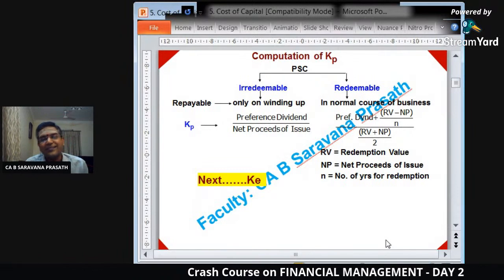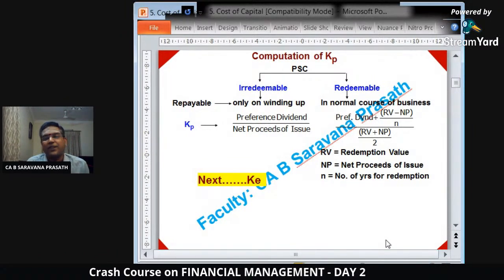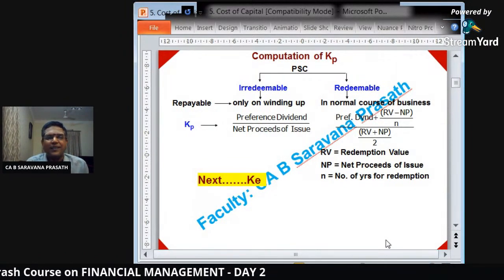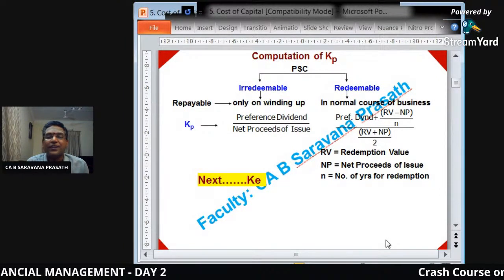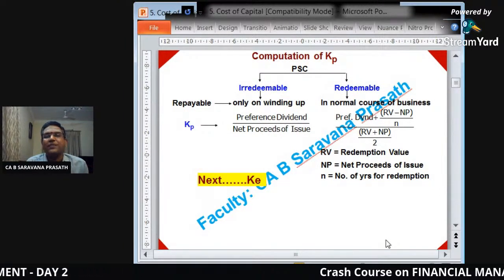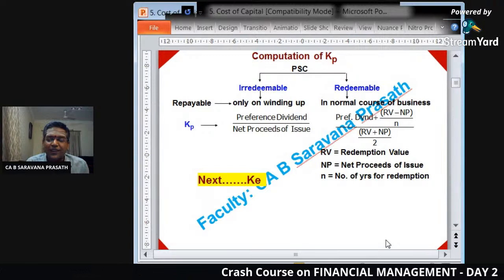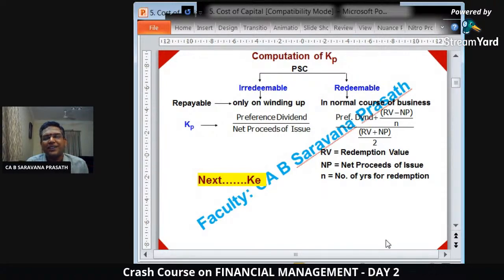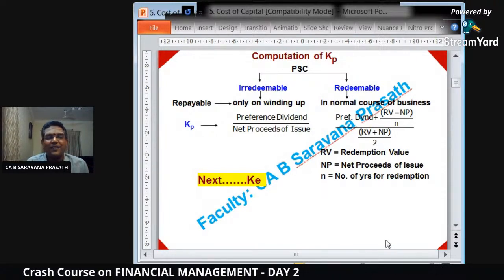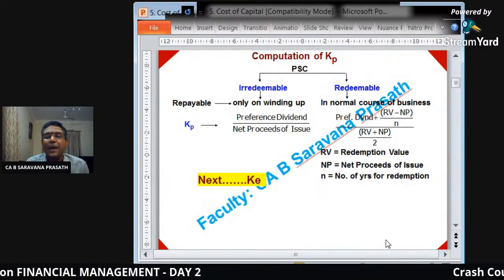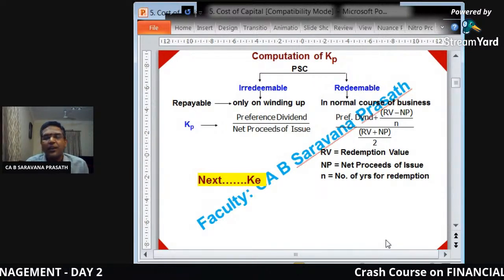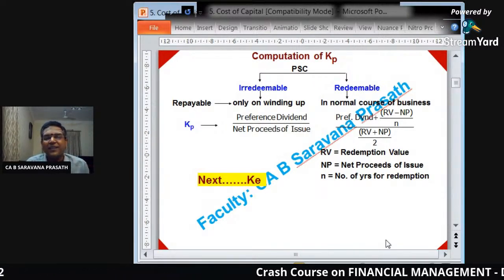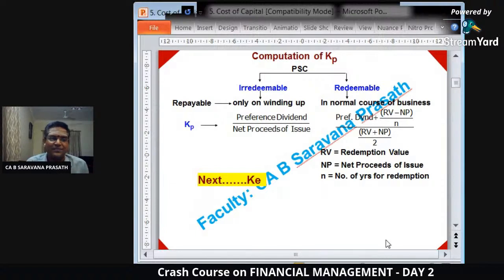Two are the illustrations relating to application of the formula, directly how to apply this and express it in percentage. Cost of debt is expressed in percentage, cost of preference share capital is expressed in percentage, and cost of equity, all the costs are expressed in percentage. Now, certain points you have to bear in mind. These are all very basics of finance.